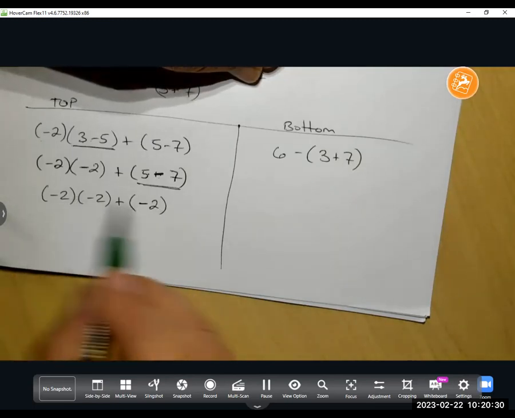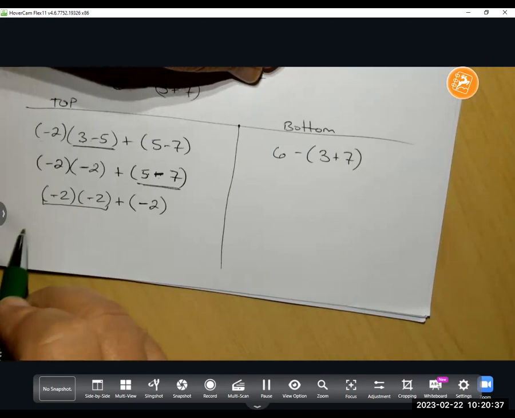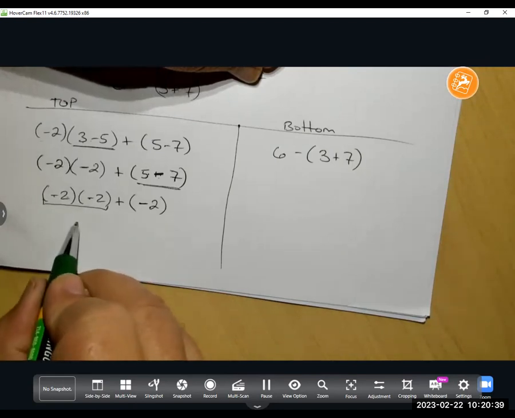Well, these are all multiplications. So we have this first one. Negative times negative is what? Positive. 2 times 2.